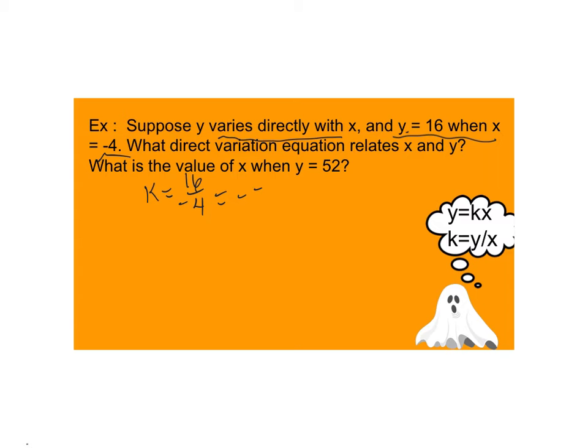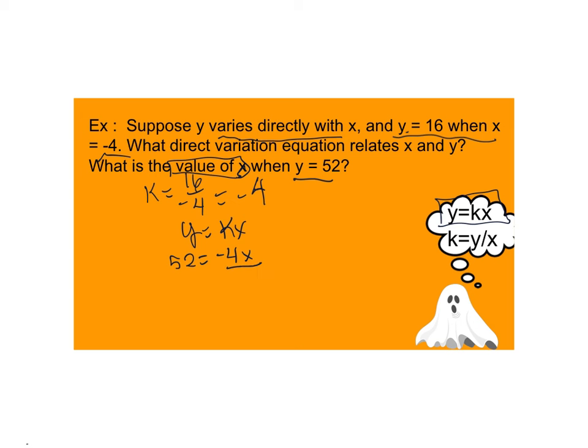Next, we're going to use our direct variation equation, which is y equals k times x. Now we're just going to sub in for y, which is 52, and k, which is negative 4, and we're going to solve for x. We're going to find the value of x right here. That's what we're solving for.